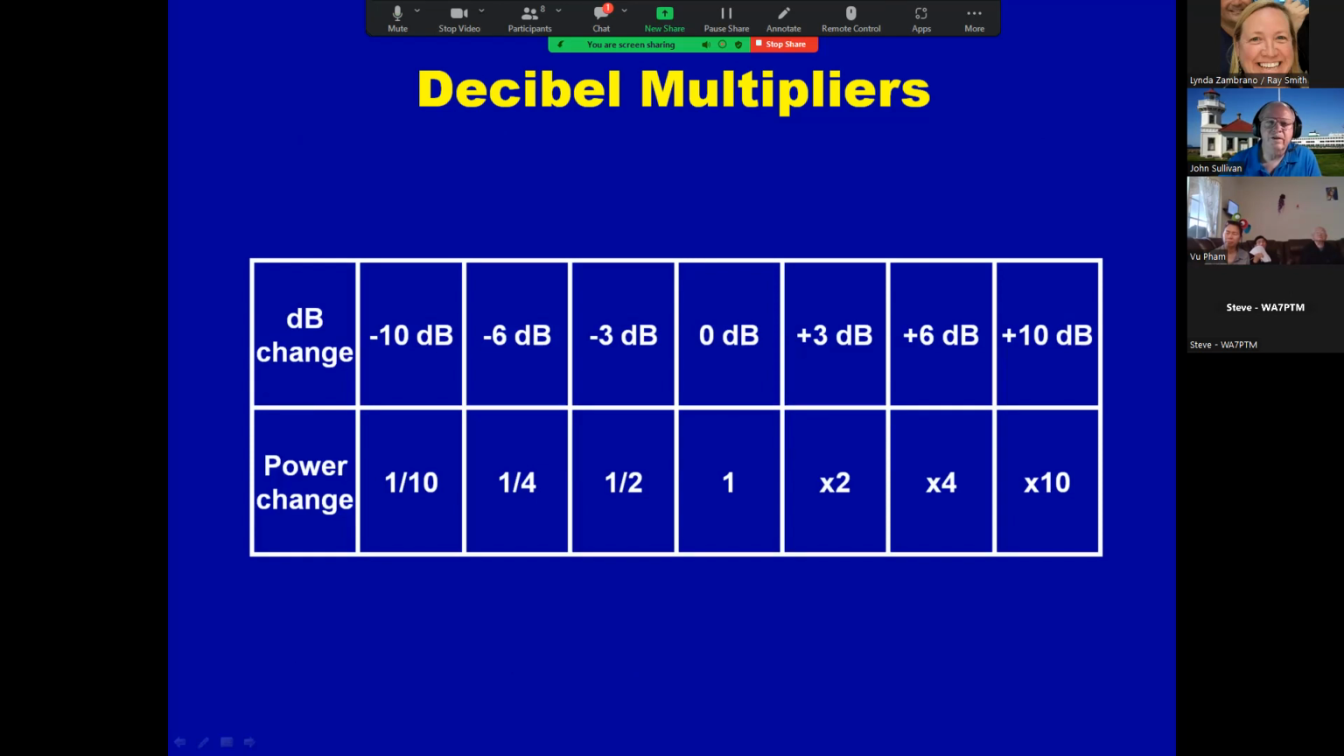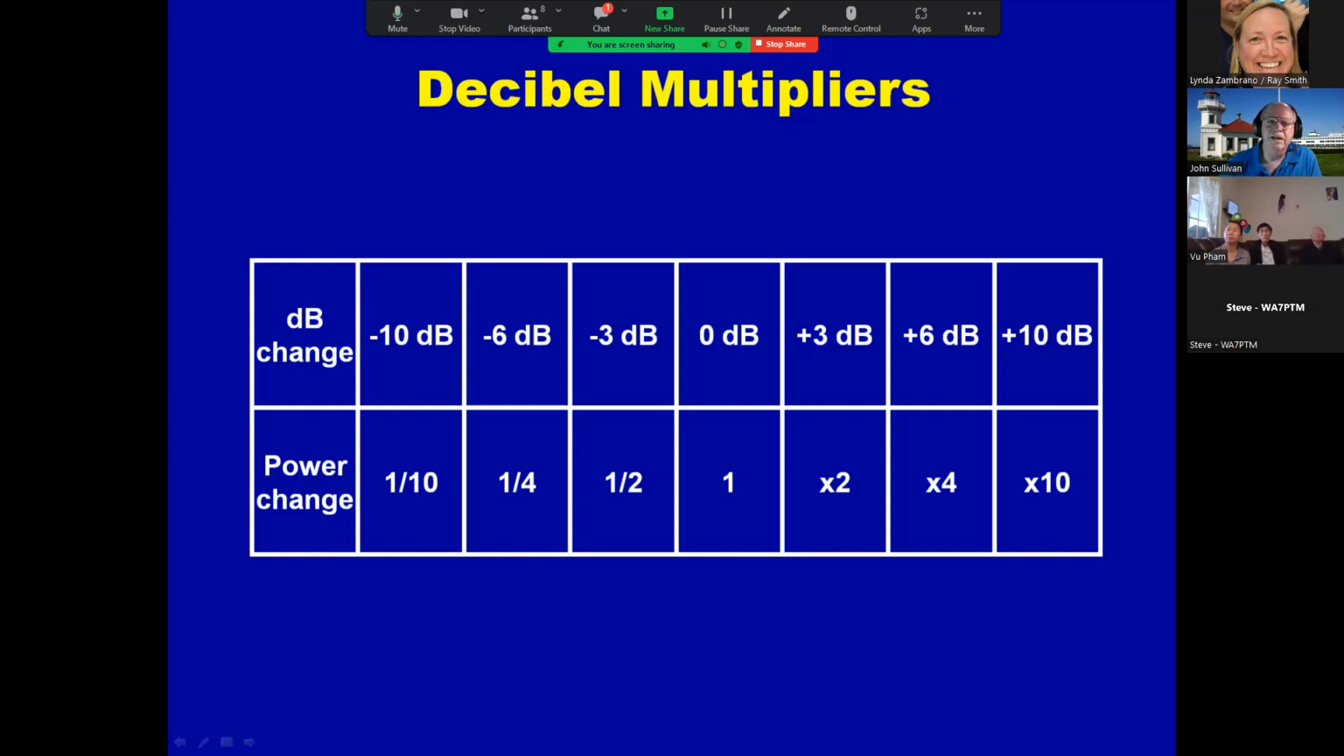If it's a reduction, if I have a minus 3 dB, a 3 dB reduction, it's 1/2 of what I started with. If it's a 6 dB reduction, it's 1/4 of the original. And finally, if it's a minus 10 dB, it will be 1/10 of the original power.